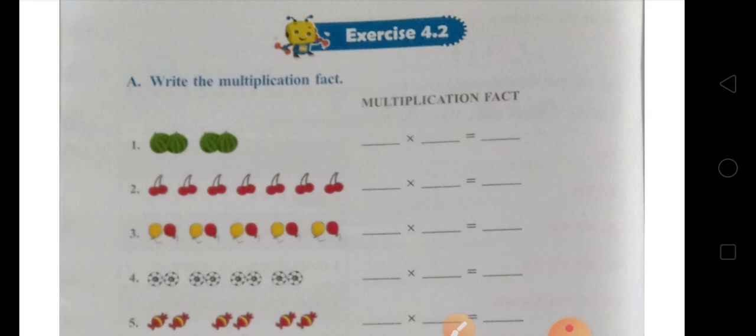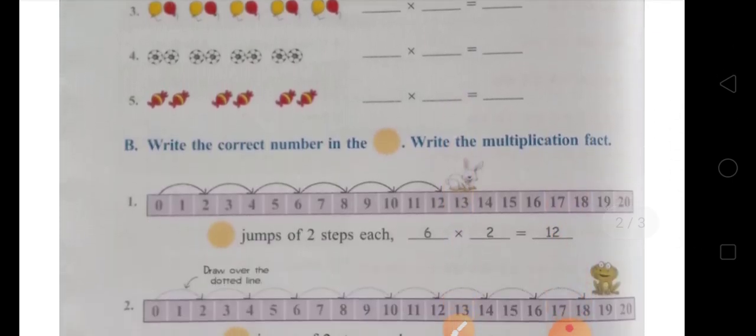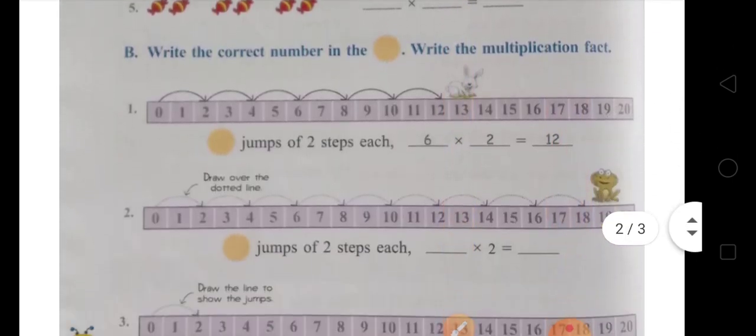Write a number in the box, write a multiplication fact. You have to write a correct number in the box and write a multiplication fact. In question B, write a correct number in the circle and write a multiplication fact. Okay, let's see. Question first is jumps.